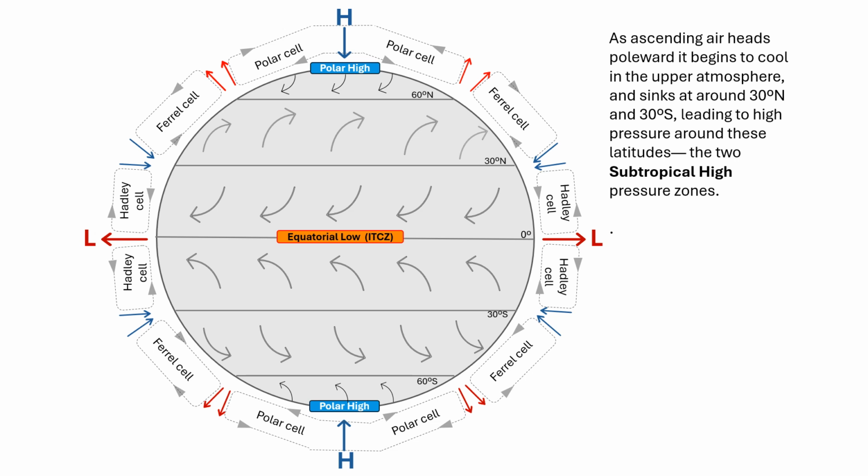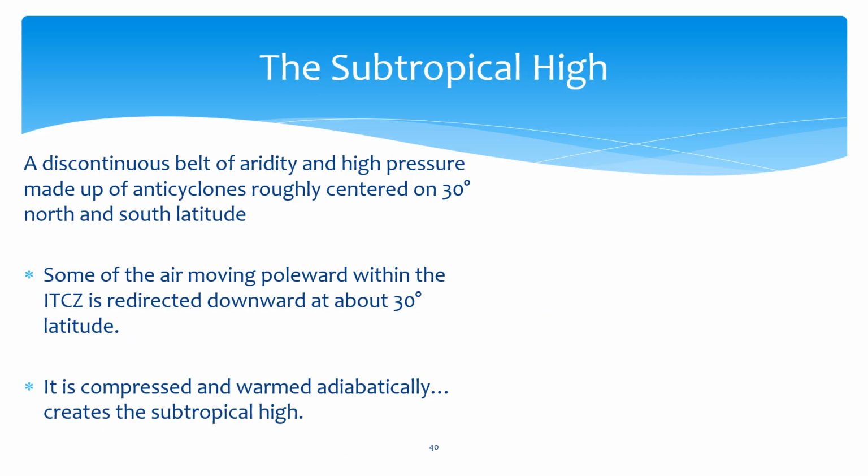Let's look at the descending branch there at 30 degrees north. What happens here is that descending and diverging air causes a third global pressure belt called the subtropical high. The subtropical high is a discontinuous belt of extremely dry, arid conditions and high pressure made up of a whole slew of anticyclones that is roughly centered on about 30 degrees north latitude and 30 degrees south latitude.